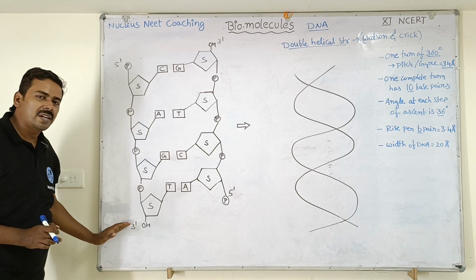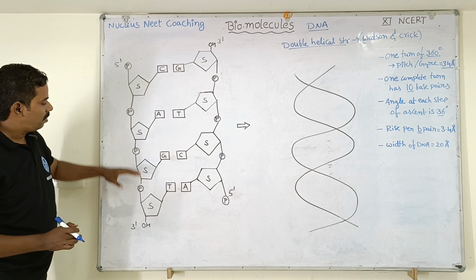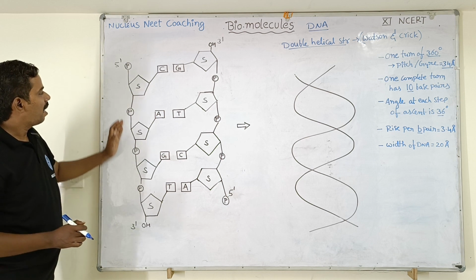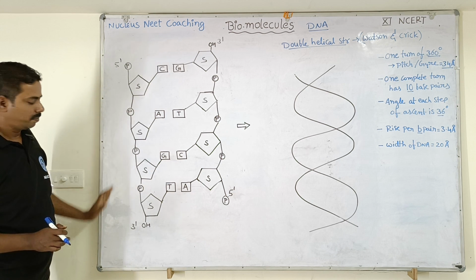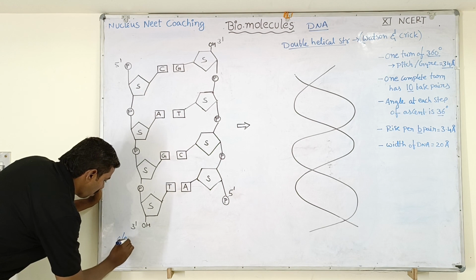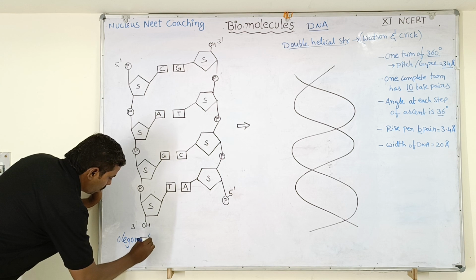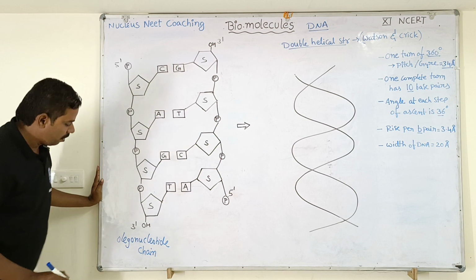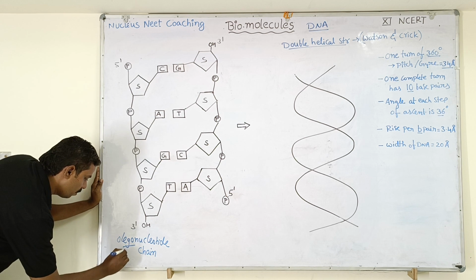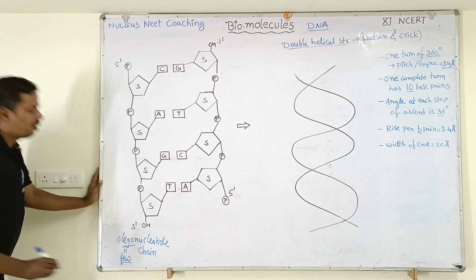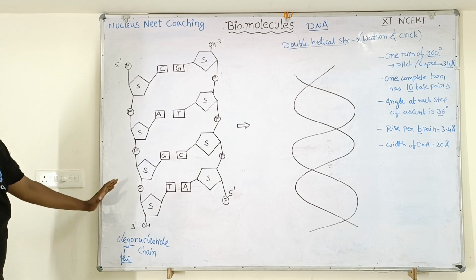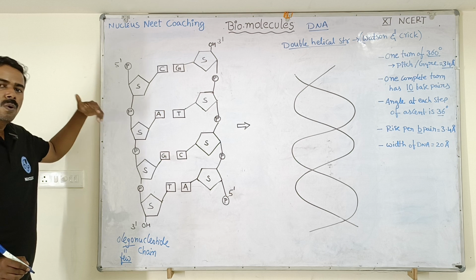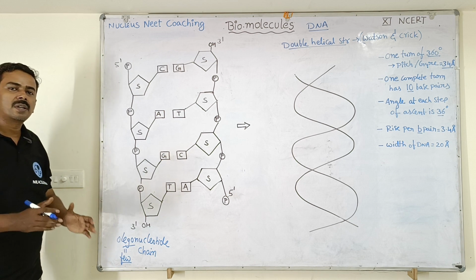Now, in total, how many nucleotides are there in this chain? 1, 2, 3 and 4. Four nucleotides are present. So now we can call this an oligonucleotide. Oligonucleotide chain. Oligo means few. Few nucleotides are present in this chain. That's why we are calling it an oligonucleotide chain. If many nucleotides are present, like more than 10, then we can call it a polynucleotide chain.